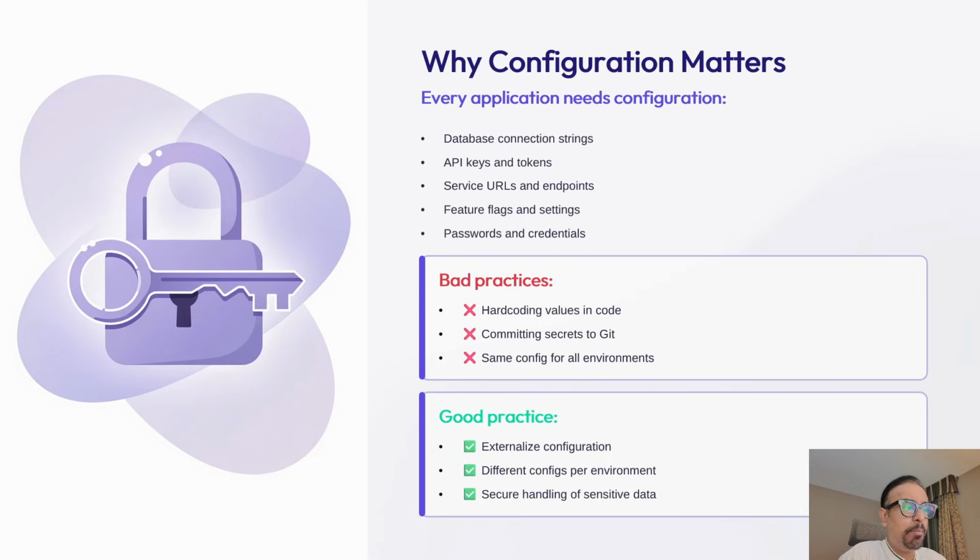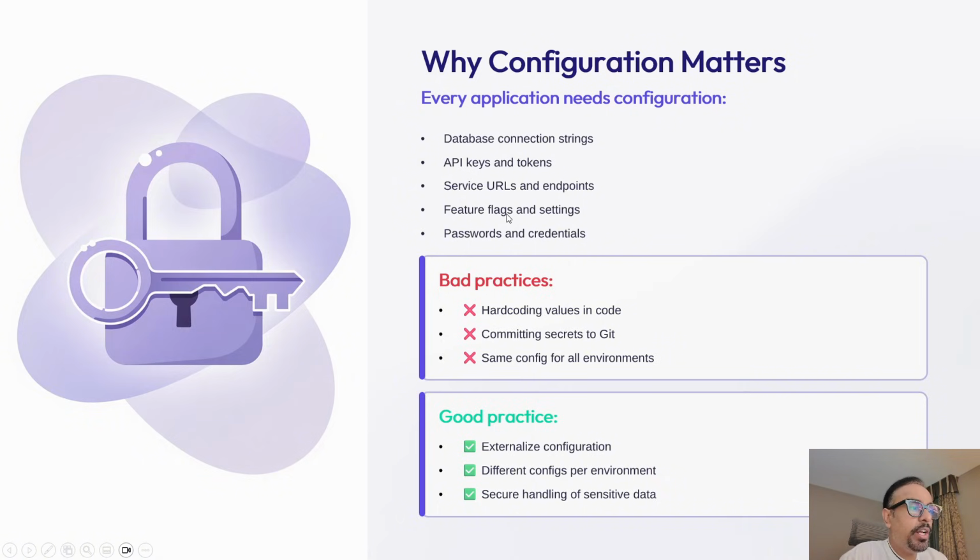Every real application needs configuration. Database connection strings to know where to connect, API keys to authenticate with external services, service URLs that differ between development and production, feature flags to enable or disable features, and passwords or credentials for authentication. So these are the basic five things. At least this you are going to get in every real-time application.